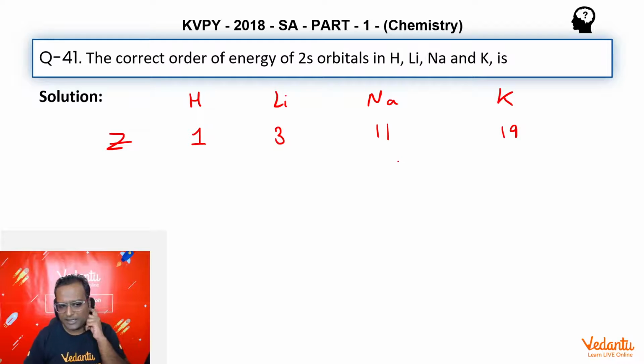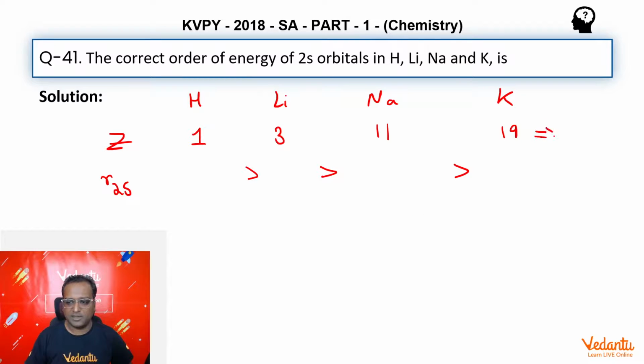Now let's discuss further. From Z, we can see that the potential energy is definitely more negative for potassium. But if we talk about the radius of 2s, mind you, I'm talking about the radius of an electron in a 2s orbital, not the outermost. The stronger the attraction from the nucleus, the closer the orbitals will be, right? So we can definitely say that the radius will follow this trend.